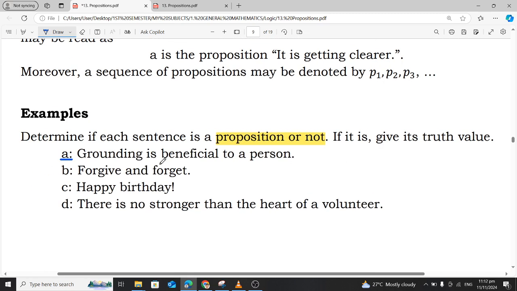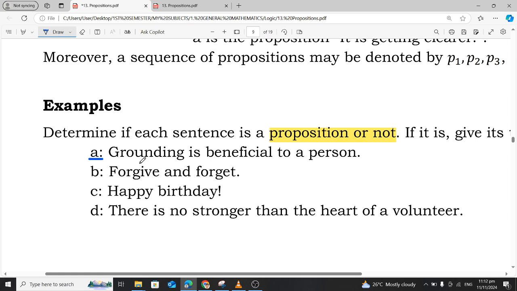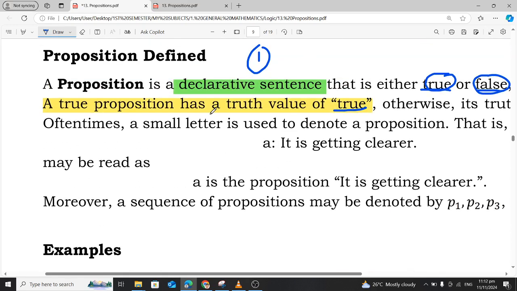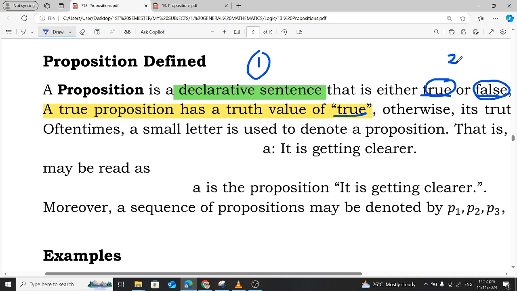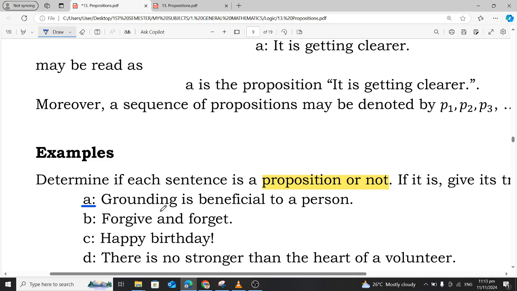Grounding is beneficial to a person. Now, question, proposition ba or dili? To determine kung proposition siya, pinakauna, first consideration, declarative sentence ba siya? Kaduha, naa ba siya truth value, true or false? Okay? Now, grounding is beneficial to a person. Tinuod na siya? Proposition ba na siya? Okay. This is a proposition. Nga naman, it ends with a period. Declarative sentence siya.